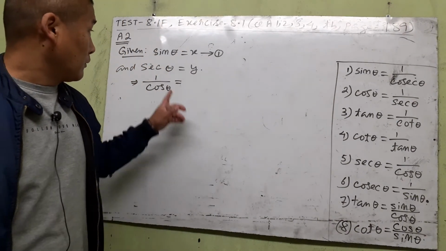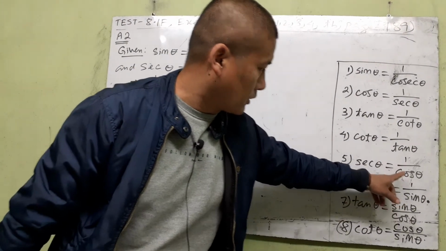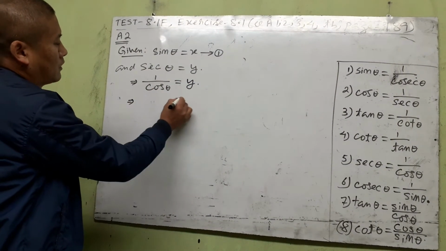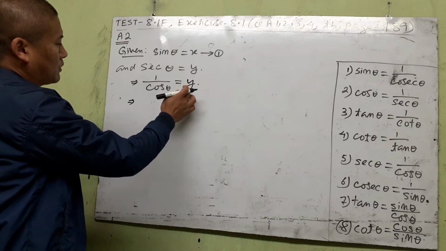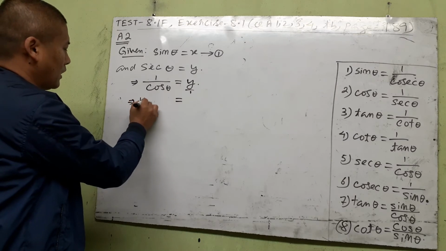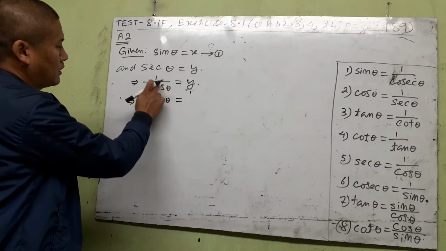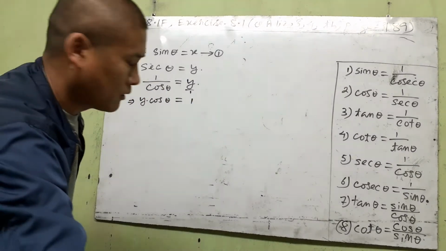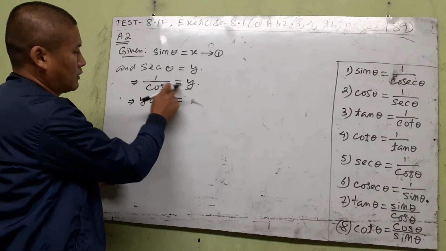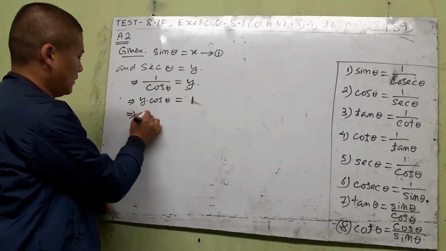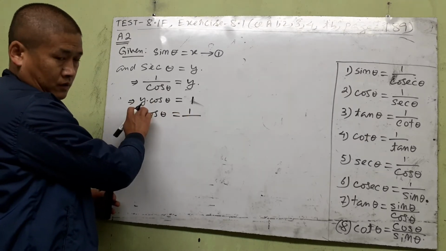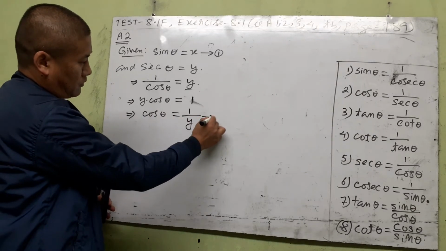Here we are using sec theta equal to 1 by cos theta, which is equal to y. If you cross multiply, cos theta into y is y into cos theta, and 1 into 1 is 1. So keep cos theta alone, and if we shift this y, it comes down to the denominator, giving cos theta is 1 by y. Let us keep this as equation 2.